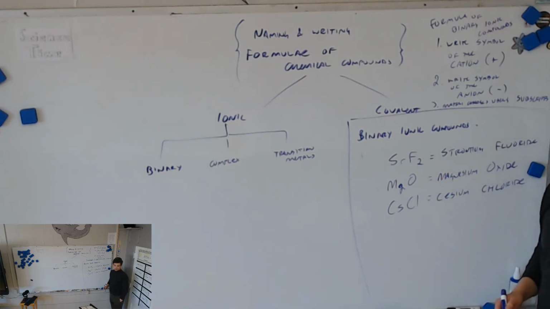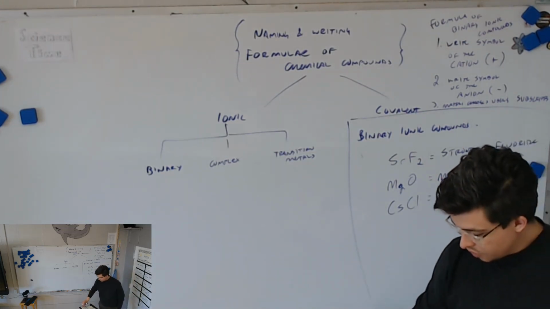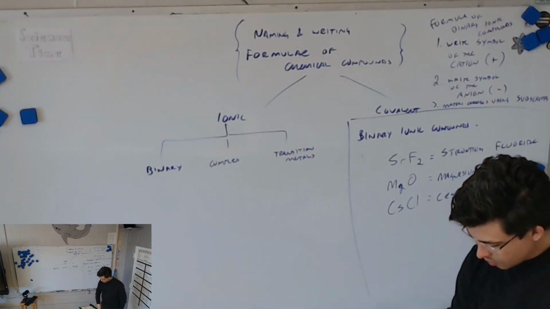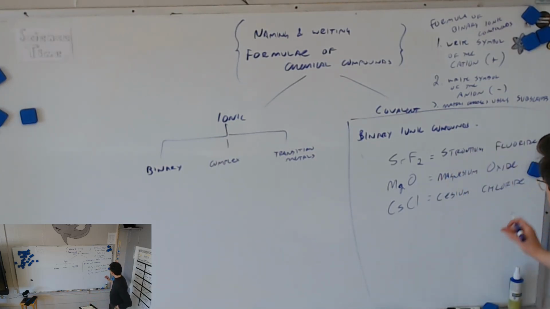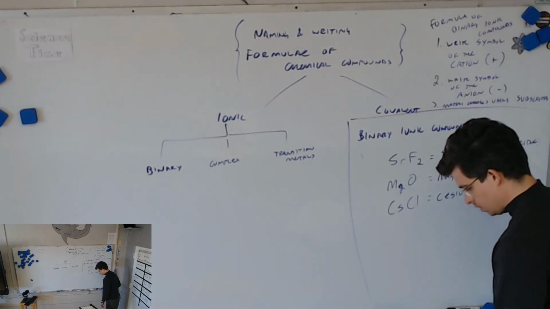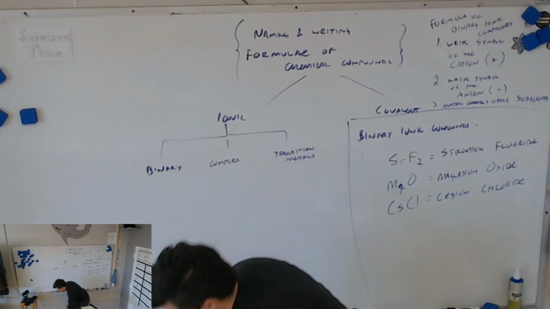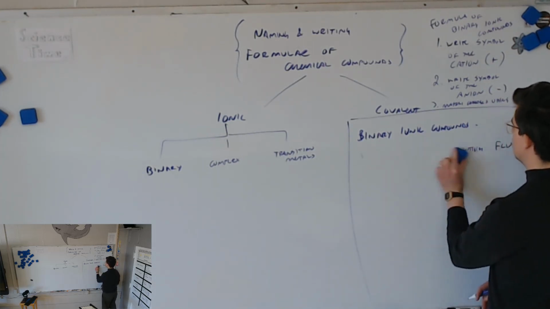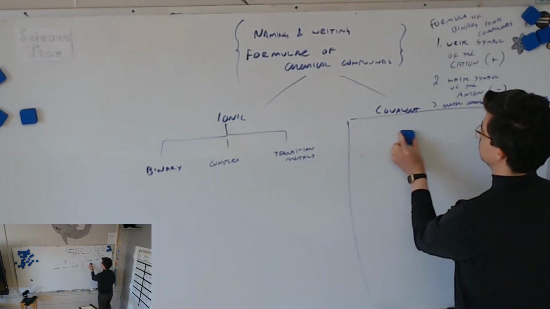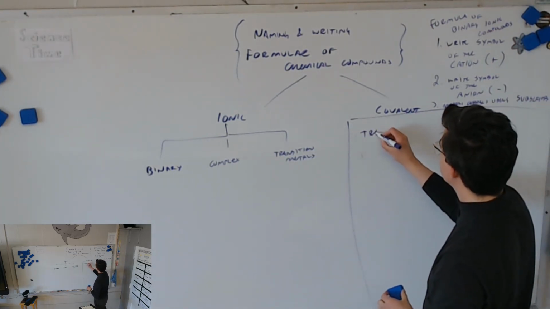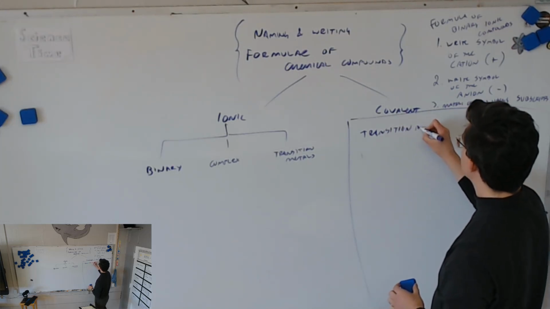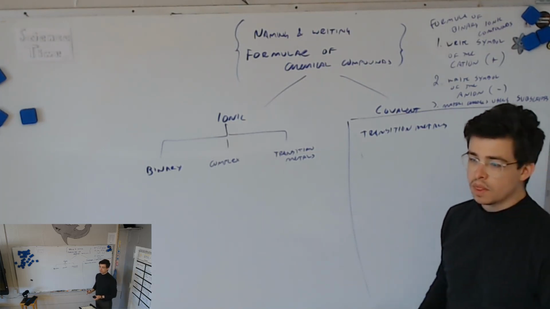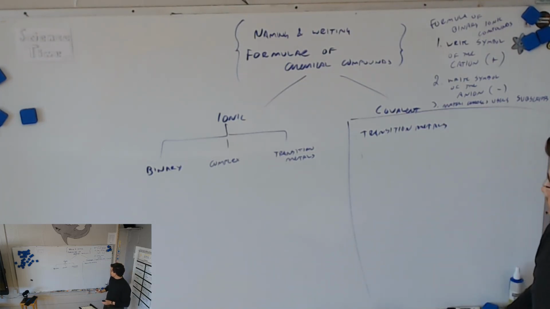These are still binary ionic compounds. Now we're going to move on to complex ionic compounds. Look with me at the chart. Actually, your book does transition metals first. Let's do transition metals first. It's the same fundamental principles, except we have to name them differently. Let's start with the naming.